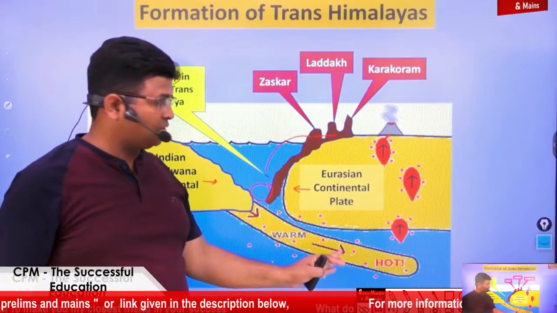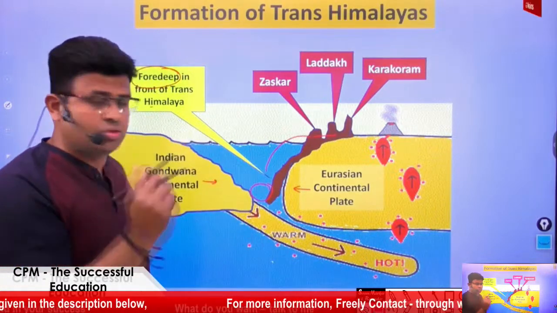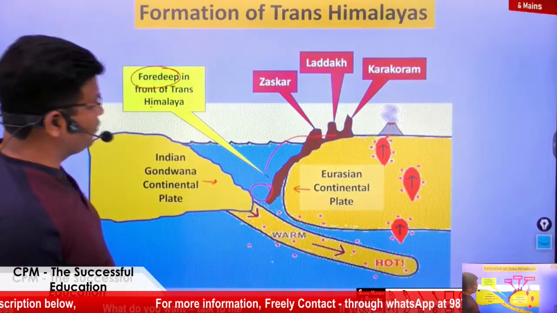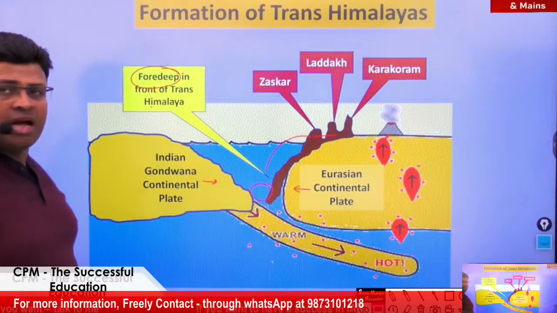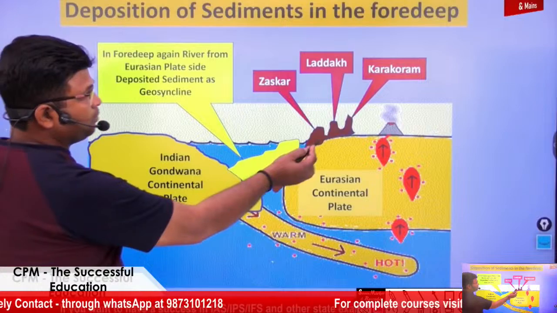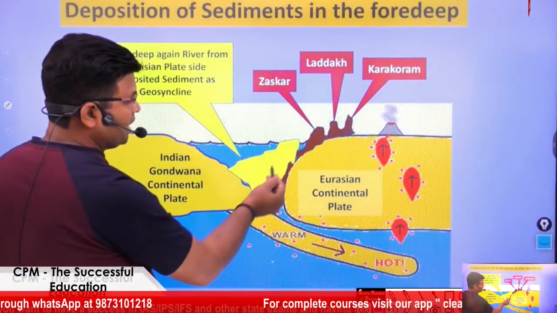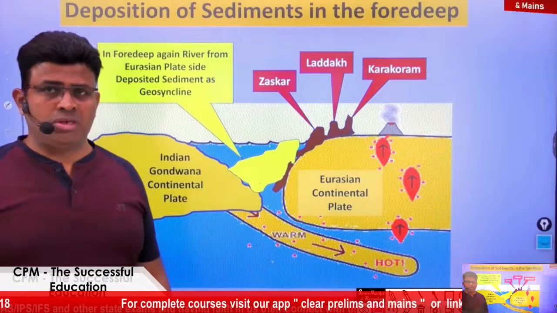Now the ocean has been finished. Now only the river will deposit the sediment, which is also known as geosyncline. So only the river will deposit the sediments in the foredeep of the Trans-Himalaya, and we can see that in the foredeep of the Trans-Himalaya the river has deposited its sediments.